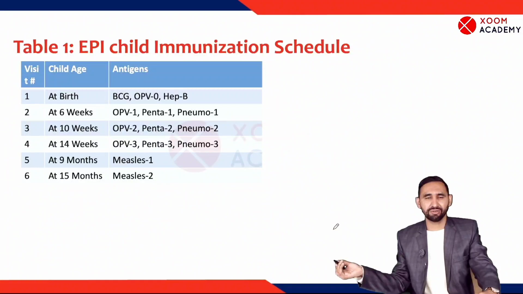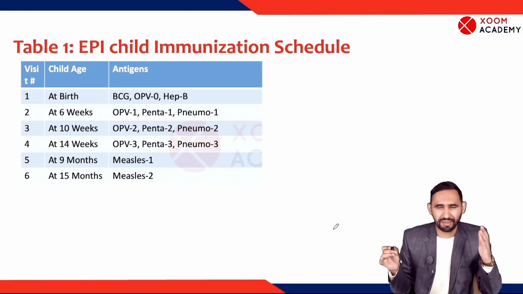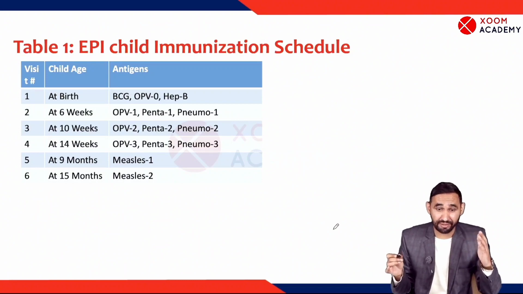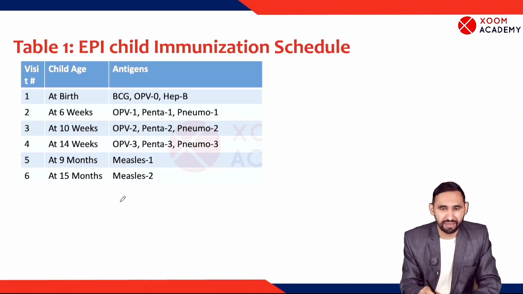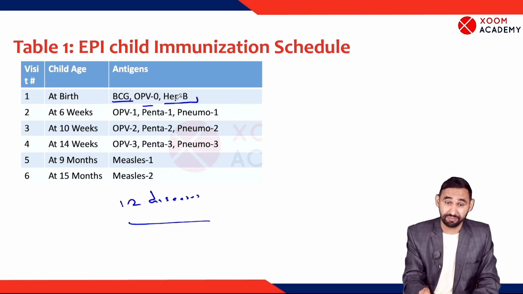What is the EPI schedule? You need to remember time and vaccine names plus diseases. Remember, it's a common question. Nowadays, it provides immunity against 12 diseases. We'll discuss them one by one. At birth, BCG vaccine is given. Oral polio vaccine is given. Hepatitis B vaccine is given to certain districts.